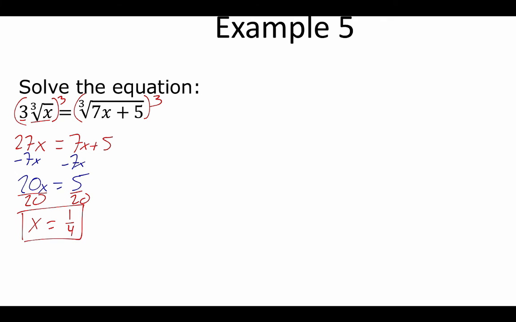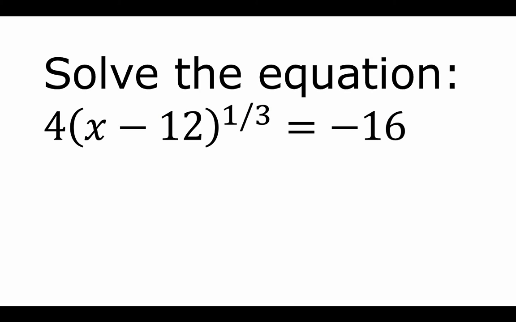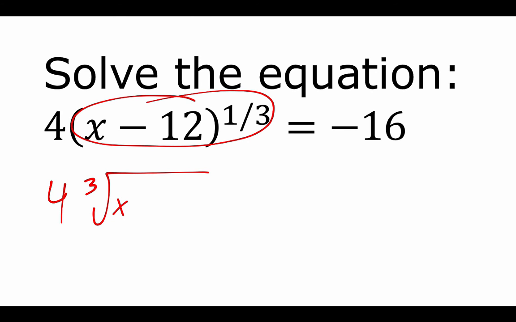Last one, let's crank this one out. Similar in nature, but it's going to have a rational exponent. We got 4 times x minus 12 to the 1/3 power equals negative 16. If it helps you to think about this left side as 4 times x minus 12 to the 1/3 power, that's the third root of x minus 12, and kind of using that same pattern that we had earlier, equals negative 16.